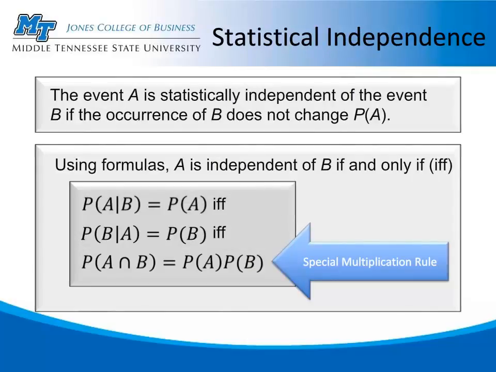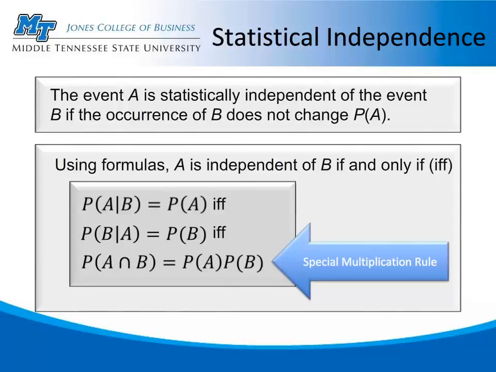Now, two events are statistically independent if the occurrence of one of them doesn't affect the likelihood of the other one. So A is statistically independent of B if the occurrence of B doesn't change the probability of A. There are three ways that you can determine whether or not two events are statistically independent. If the probability of A given B is equal to the probability of A, then they're independent. But if A is independent of B, then B is going to be independent of A. So it's also going to be true that the probability of B given A is equal to the probability of B.